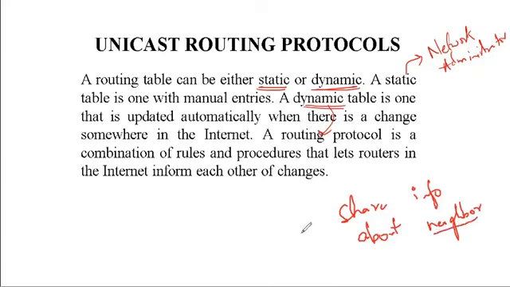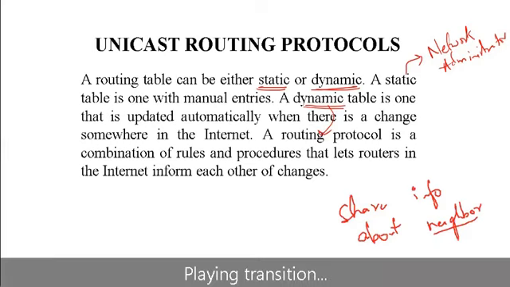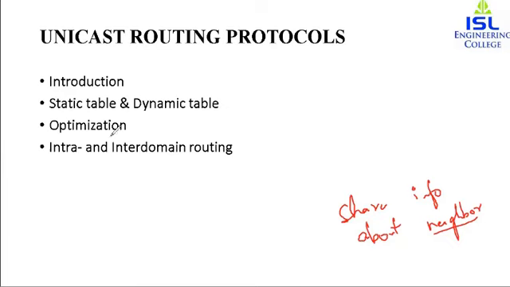The sharing of information allows a router in one network to know about the failure of a network in any other network. The routing protocol also includes procedures for combining information. Suppose one router is sharing information about its neighbors, and another router shares information about its neighbors. These two routers can combine that information and also create new paths or new routes to other routers. Now, another topic with respect to unicast routing protocols is optimization.